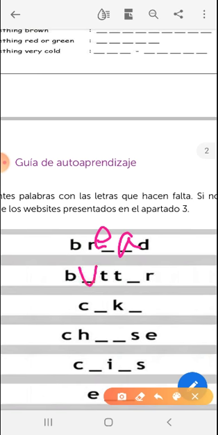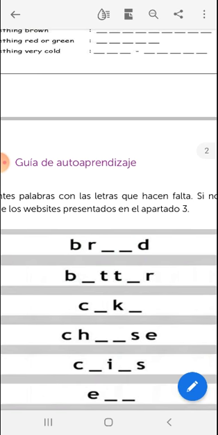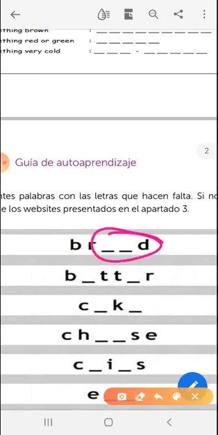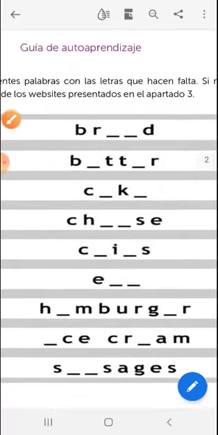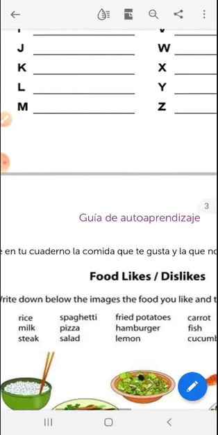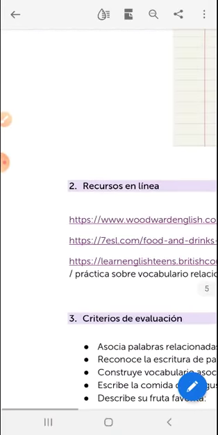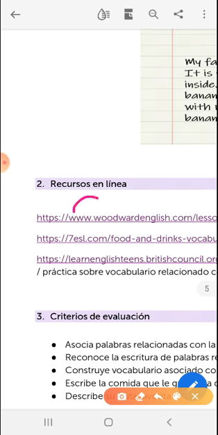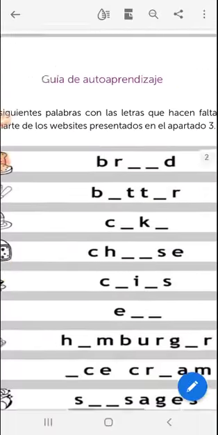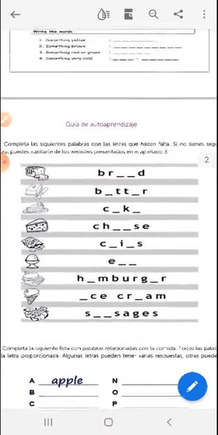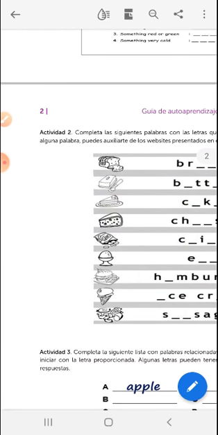When you fill in the blanks with the letters that are missing, you will realize that this is vocabulary related to food. Se dará cuenta que este es vocabulario relacionado con food. Dice que si usted no está seguro, se vaya a los websites. ¿Y cuáles son los websites? Aquí están los websites, mire, recursos en línea. This is a website, this is a website, this is a website. Ahí hay more vocabulary, más vocabulario, para que se ayude para responder some parts of the guide.